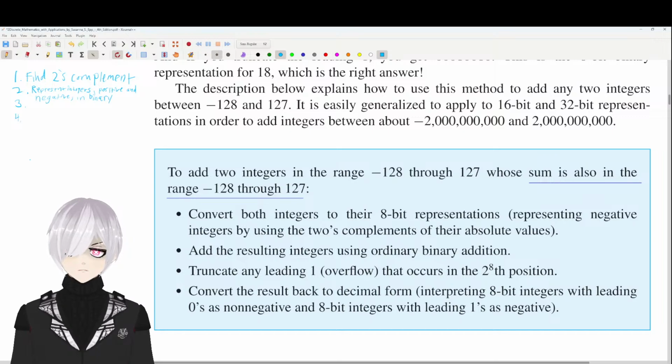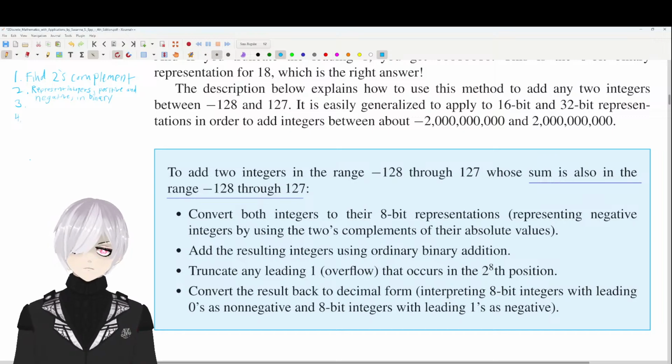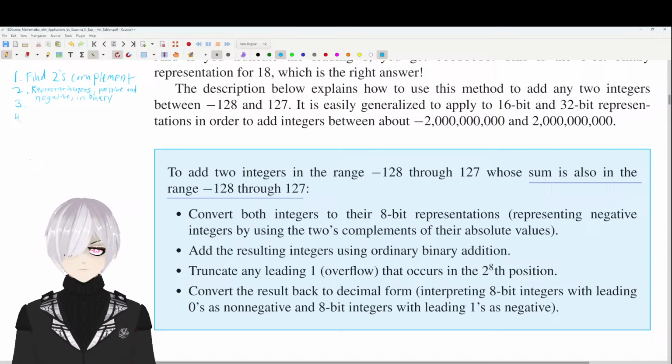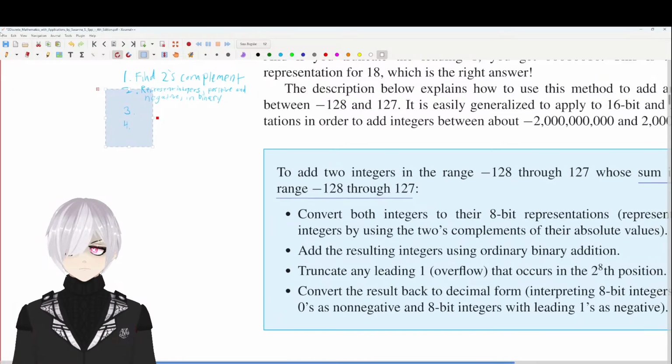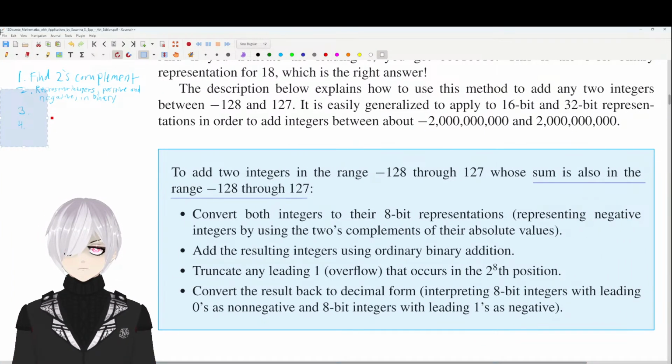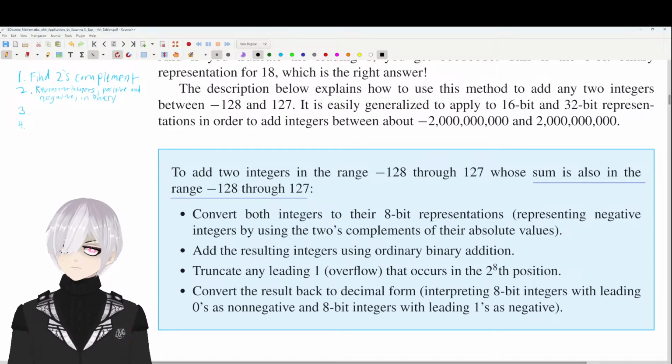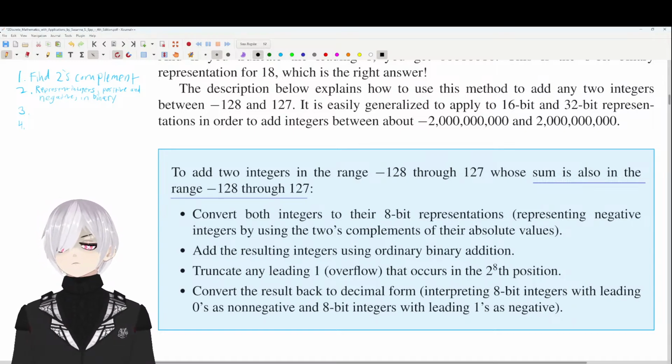So, for example, negative 1 would be represented as the two's complement of positive 1, meaning 2 to the 8th minus 1. And it happens that all of those two's complements of the absolute values would end up having a leading 1. So a number can be recognized as negative if it has a leading 1. Okay.